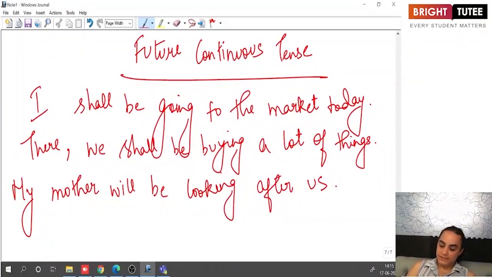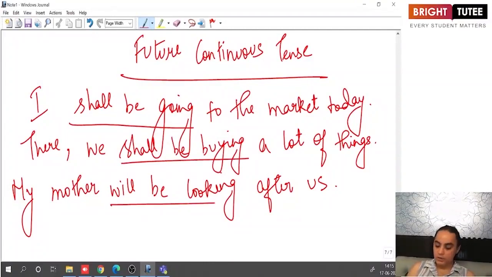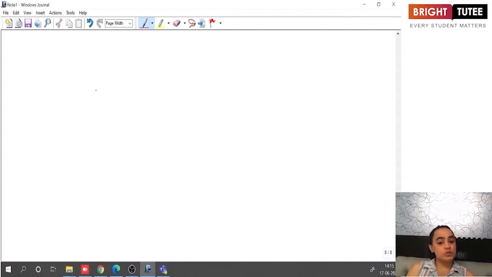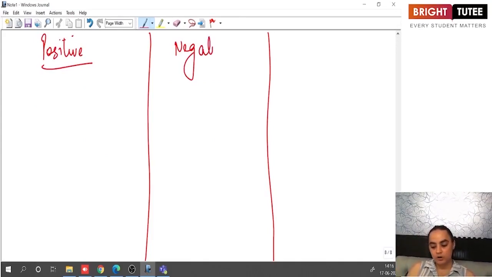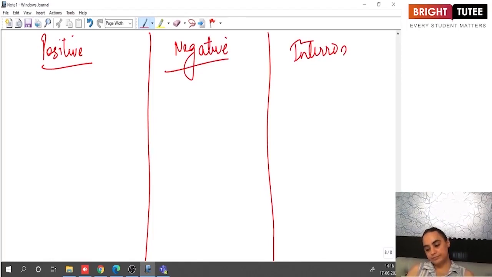What are the verbs in this sentence? Shall be going, shall be buying, will be looking. So what is the structure that you notice of the sentence? We notice that we have used will or shall plus be and the ing form of the verb. So what are the different structures of the future continuous tense? Let us talk about them.